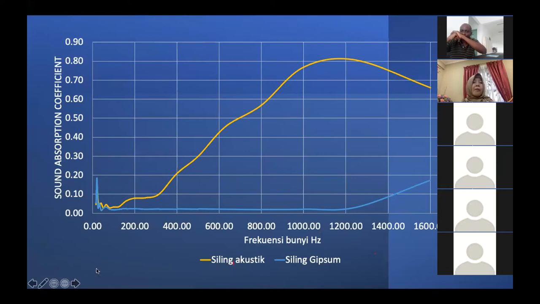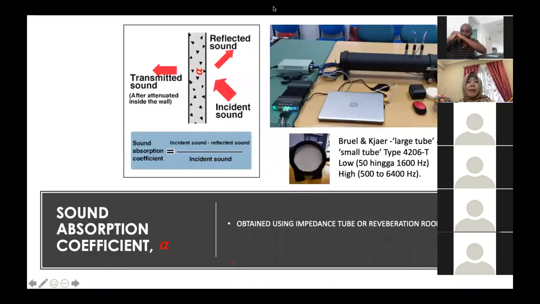This graph is obtained from an experiment in the lab using the impedance tube with the standing wave. You can see a standing wave like this. This is the source of sound, and this is the sample over here. We measure using the meters here, meter one and meter two. These meters measure how much sound is absorbed by the material.